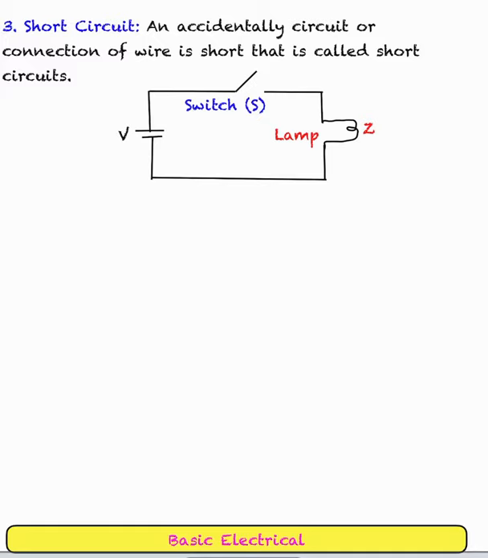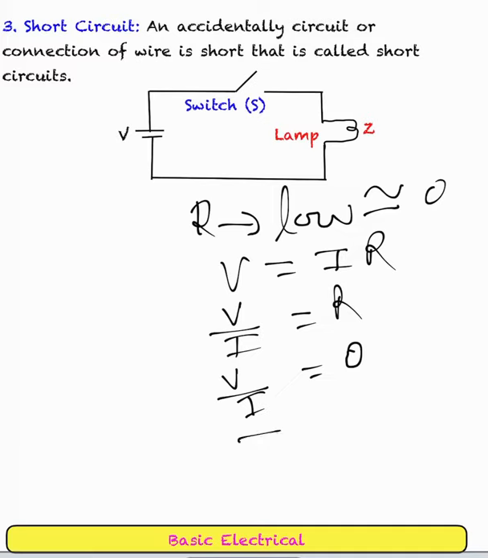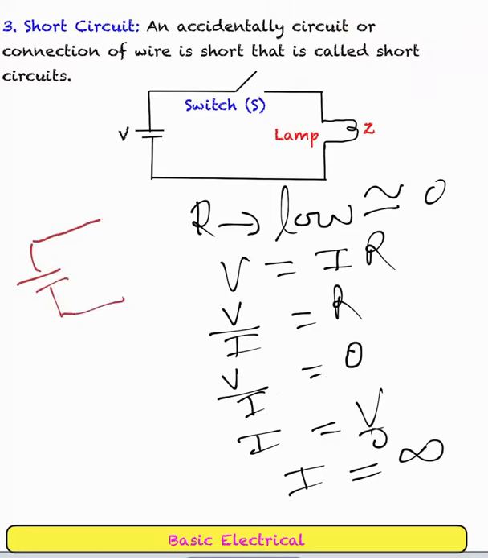In the case of the short circuit, the R and Z is low. Low means nearly equal to zero. V is equal to IR, so V by I equals R. Or R is equal to 0, means V by I equals 0, means I is equal to V by 0, means I equals infinity. So in that case the circuit will be like this. The switch is closed and the short circuit is there, because this is the abnormal condition. So there is the short. The voltage is applied and there is the short circuit.